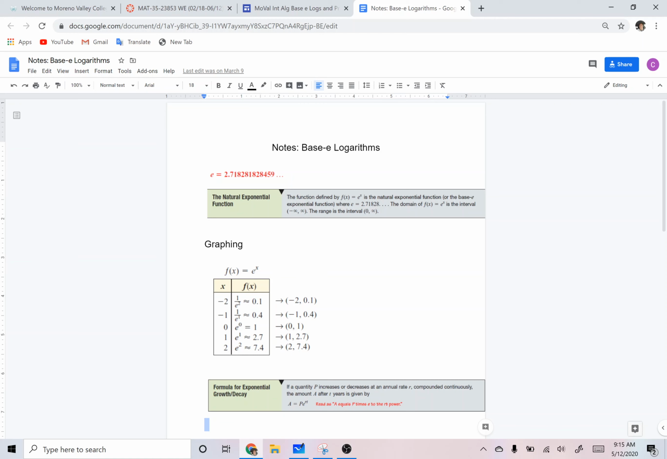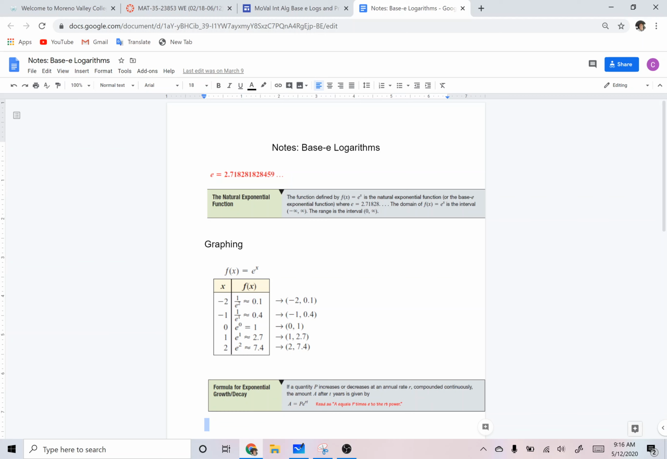And with that being said, the function f of x equals e to the x is the natural exponential function, or the base e exponential function, where e is 2.71828. The domain of e to the x is the interval from negative infinity to infinity, and the range is from 0 to infinity. This is very similar to y equals 2 to the x and y equals 3 to the x. It's just a decimal in between those two values, so the curve is going to fall somewhere in between those.